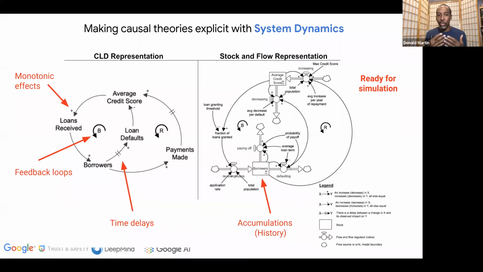So let me just walk through an example. In this system, it says that as average credit scores increase, that will lead to more loans being received. That's why there's a plus sign next to the loans being received. Another example is loan defaults: as loan defaults increase, that will decrease the average credit score in the system. So that monotonic effect is a decreasing effect.